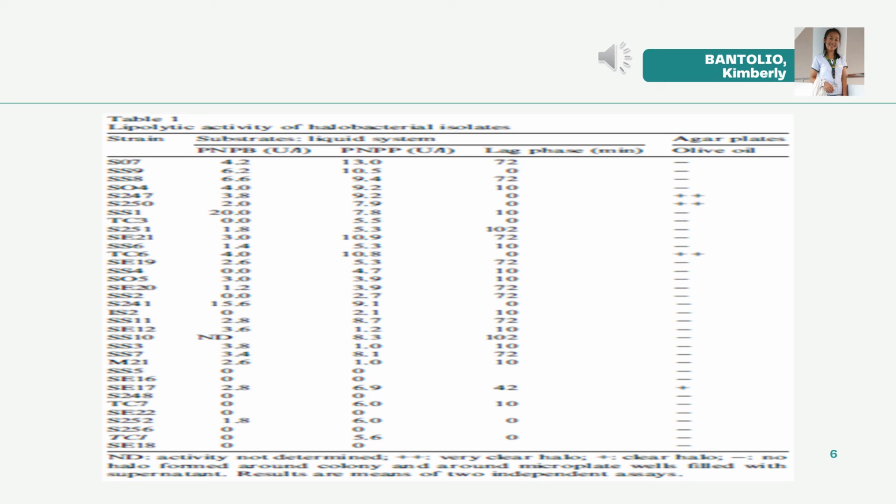The strains that show double plus are S247, S250, and TC6, and for the single plus it is SE17. The rest show no halo formation.